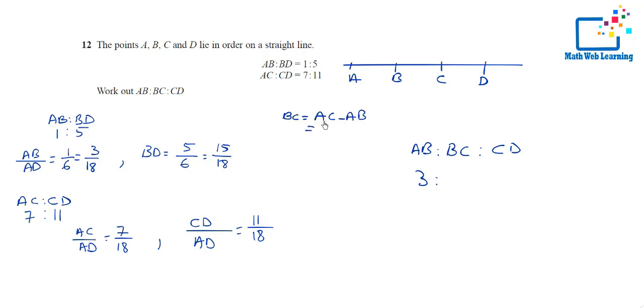Now AC, it's that one there. Can you see AC? It's 7. Minus AB, the one we started with, which is 3, or this one here, same thing. So therefore BC is 4. What about CD? CD is already there. Can you see that? The last one we did is 11. And that is the answer to this question. All right, question 13 is next.